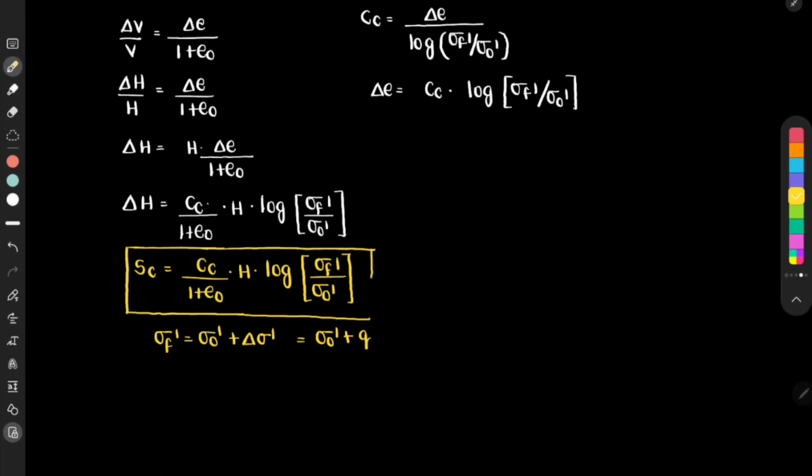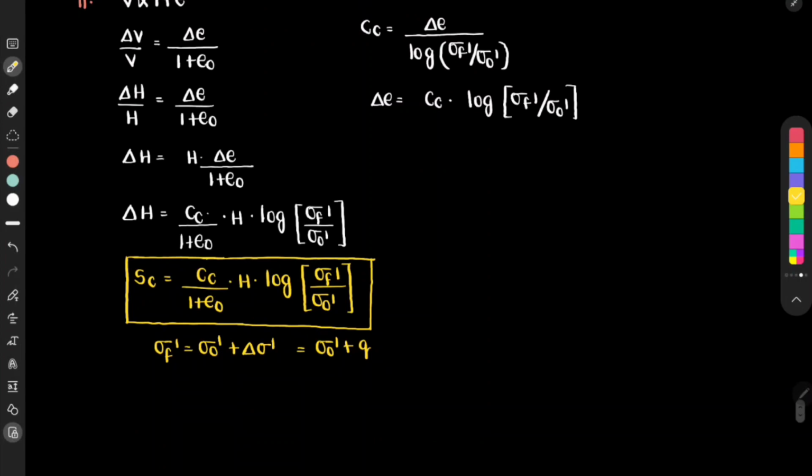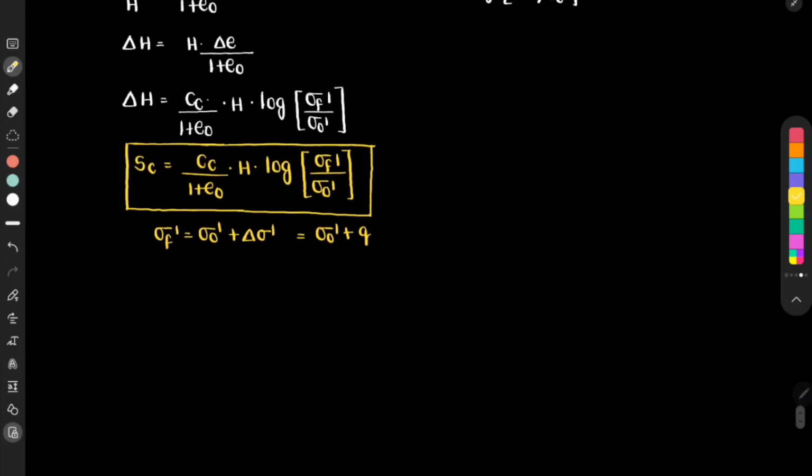So this is another formula. You need to remember both the formulas. For the first formula, you don't even need to remember it. If you understand what the coefficient of volumetric compressibility is, you can easily derive it. And for this one, you need to remember it. Sc is the primary consolidation settlement, or settlement due to primary consolidation.